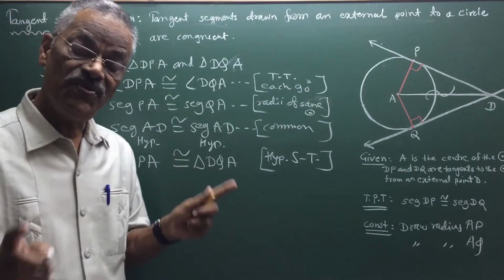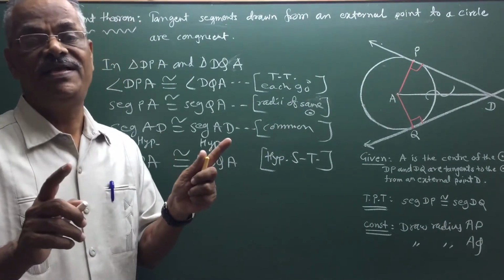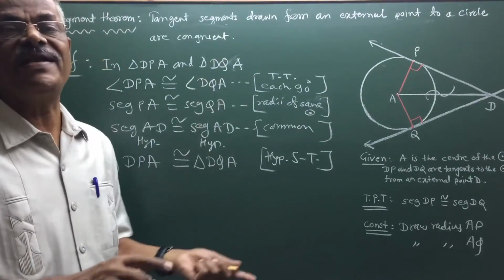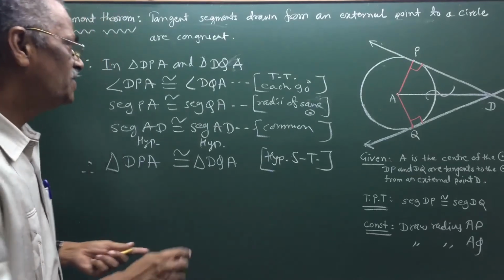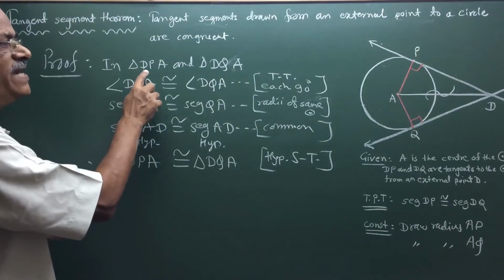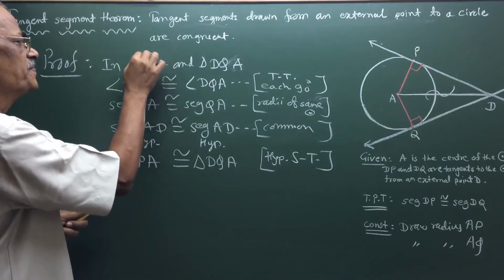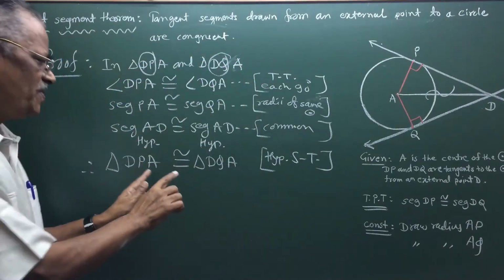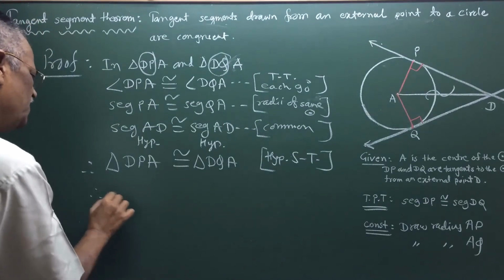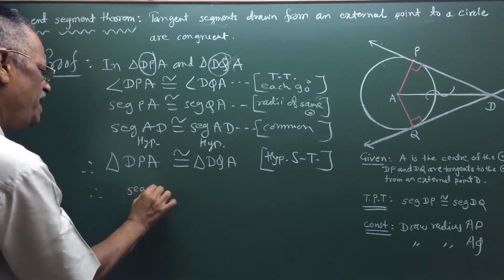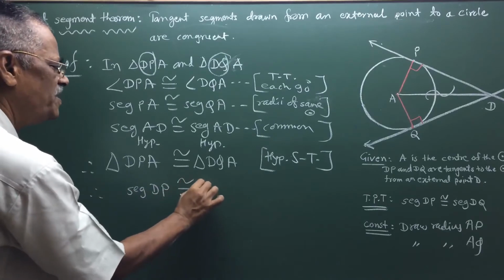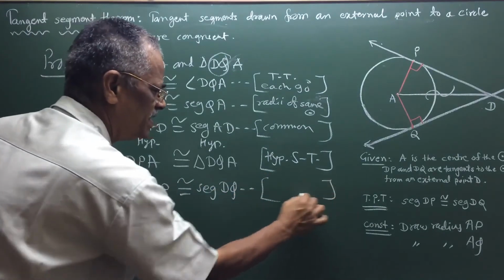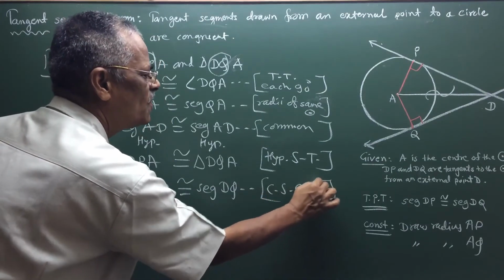After that, you know that corresponding sides and corresponding angles of congruent triangles are congruent. So what about the corresponding sides DP and DQ? DP and DQ are the corresponding sides. So definitely segment DP is congruent with segment DQ. You know the reason: corresponding sides of congruent triangles.